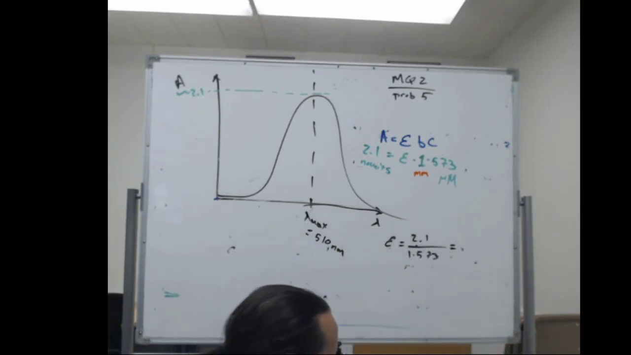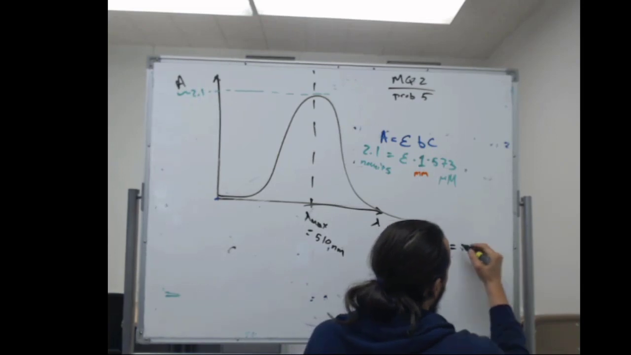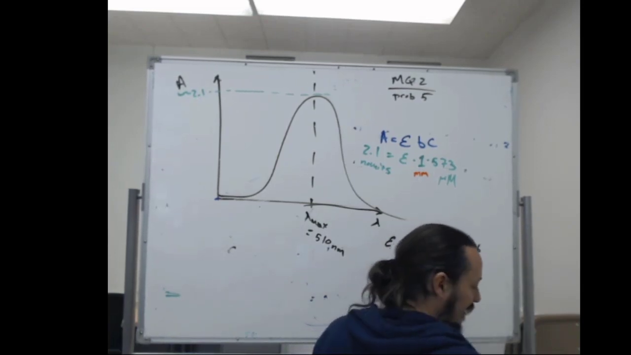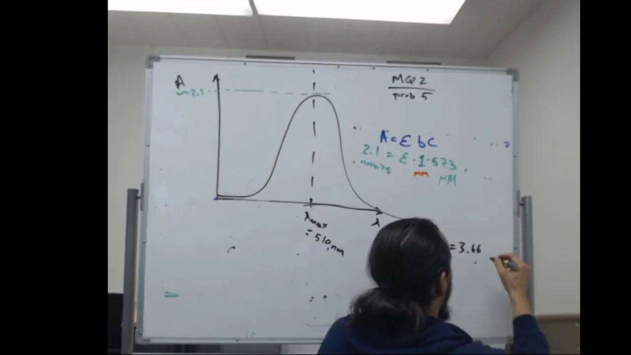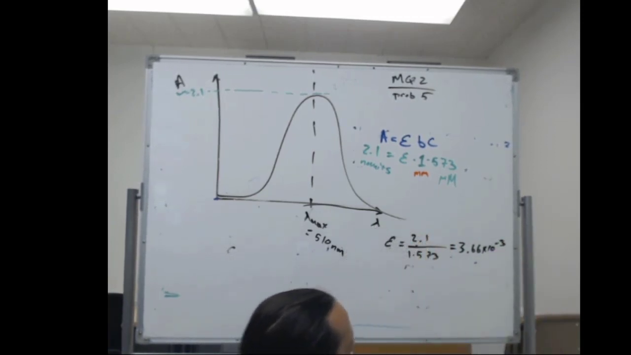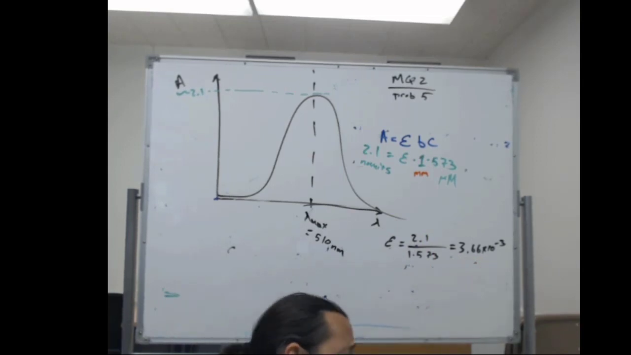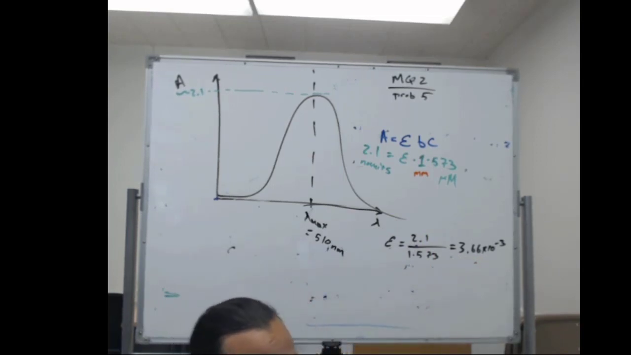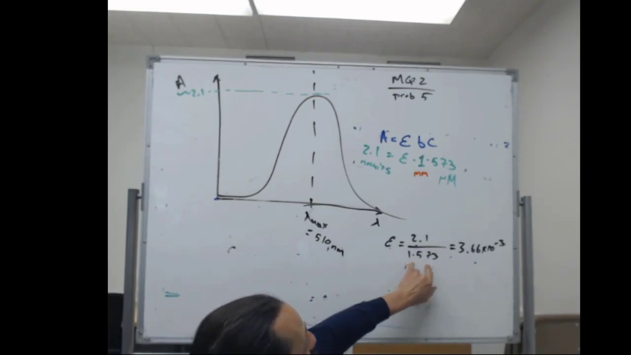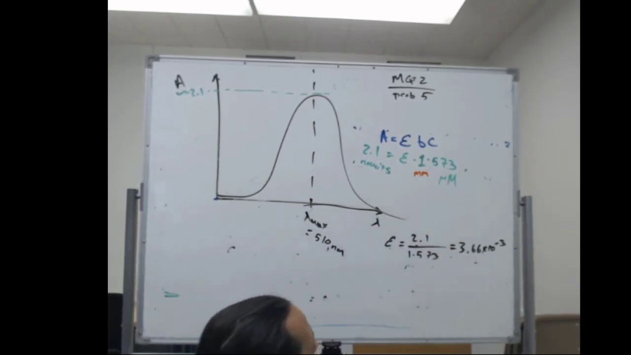So let's do 2.1 divided by 573. And we're going to get a value that's like 3.66 times 10 to the minus 3. Right, and right away from our expectations of epsilon, we should know it's not between 10,000 and 100,000. It's not even close to that. So something's off with the units. And there's actually 2 unit mistakes. The millimeter, which I almost missed, thank you for that, Jennifer, and the micromolarity.